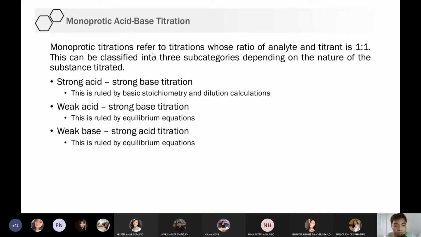So monoprotic titrations can be classified into actually 4 categories, depending on which is the analyte and which is the titrant. So pwedeng strong acid, strong base titration yan, or strong base, strong acid titration. Kapag strong acid and strong base, that is governed by stoichiometry and dilution calculation. Bakit? Kasi the reaction is complete. Kapag yung reaction mo ay complete, stoic yung susundin mo. However, kapag yan ay weak acid or weak base, kailangan mo na gumamit ng equilibrium.